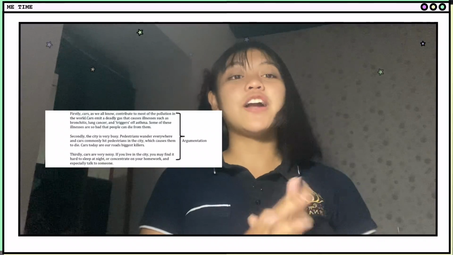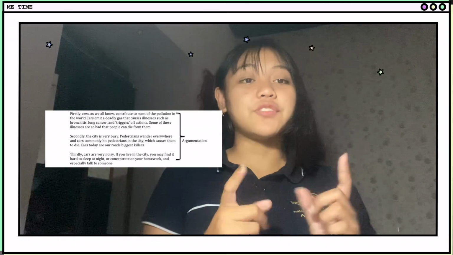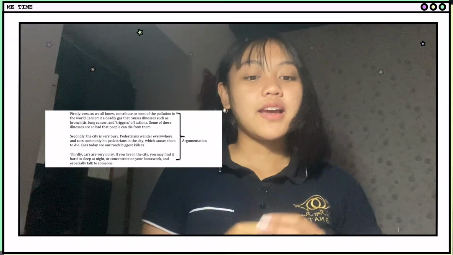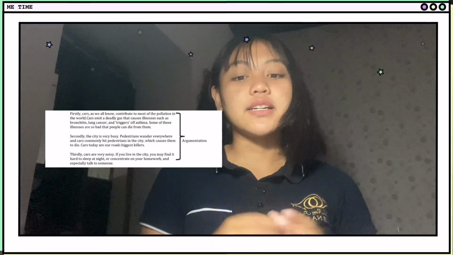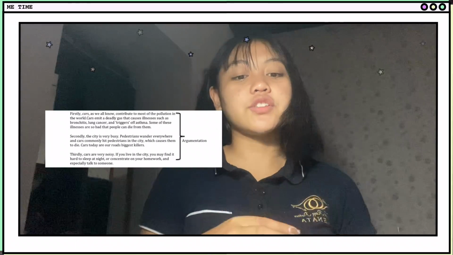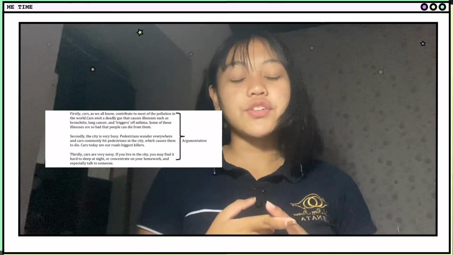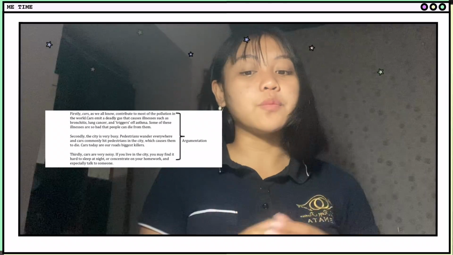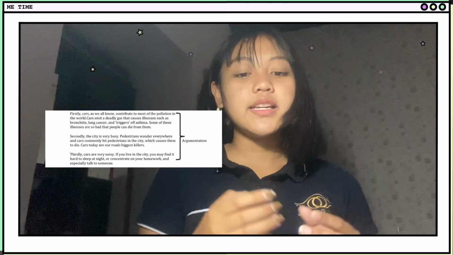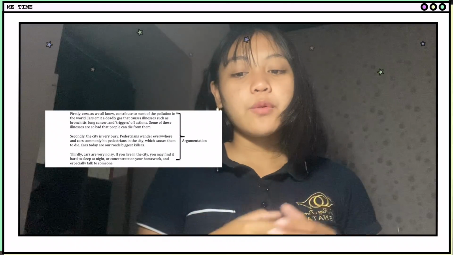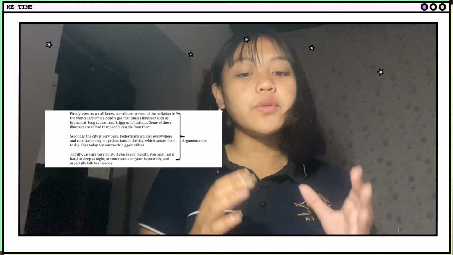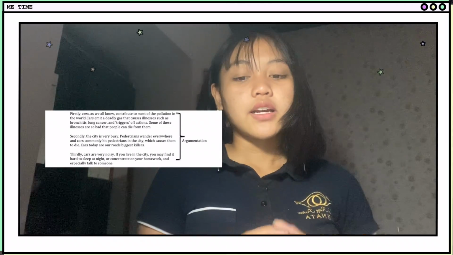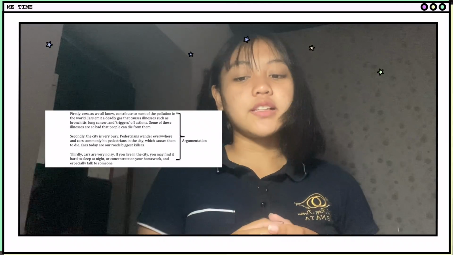Second is argument. Argument of the text is first, cars contribute to most of pollution in the world. Cars emit a deadly gas that causes illnesses such as bronchitis, lung cancer, and asthma. Some of these illnesses are so bad and people can die from them. Secondly, the city is very busy. Pedestrians wander everywhere and cars commonly hit pedestrians in the city, which causes them to die. Cars today are our world's biggest killers.